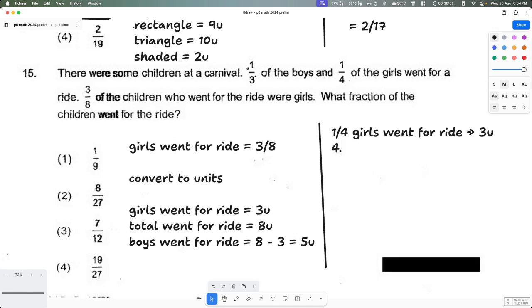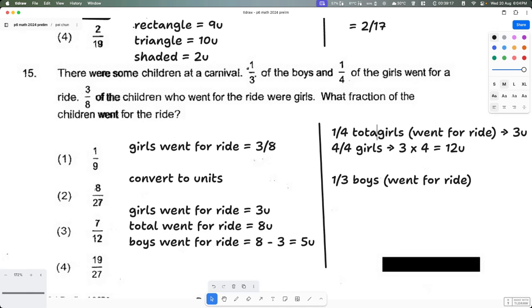So 4 out of 4. So 1/4 of girls is 3 units. So I'm going to put a bracket. So that means 4 out of 4 girls, which is basically 3 times 4, is equal to 12 units. So 1/3 boys went for a ride.